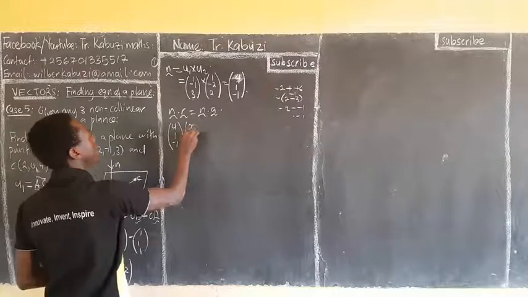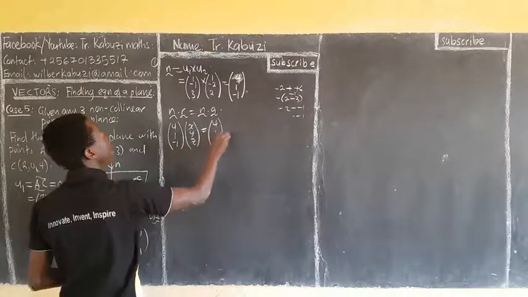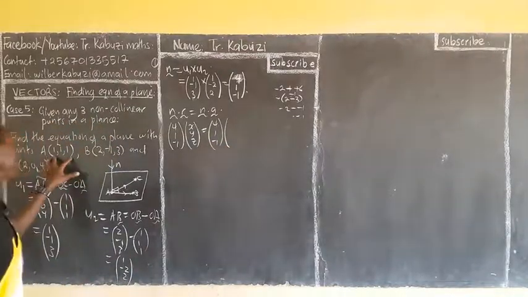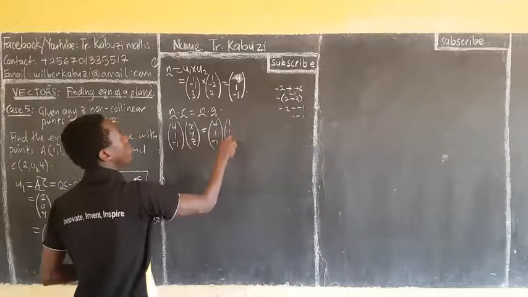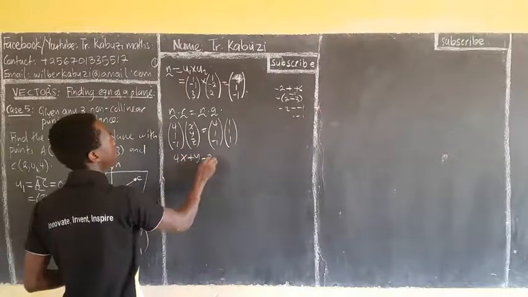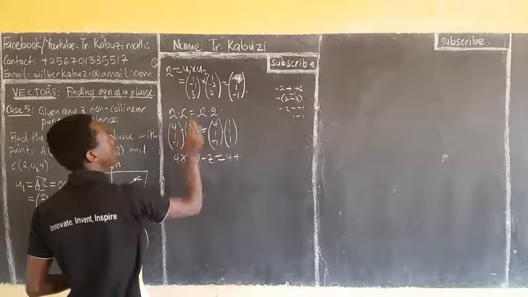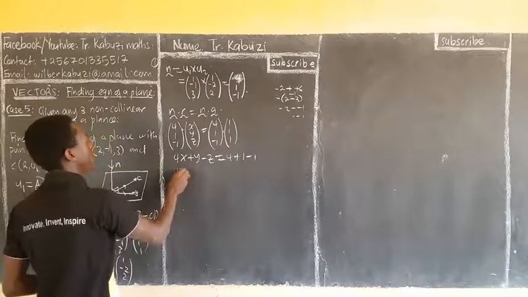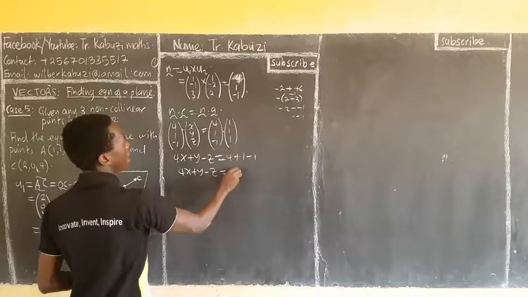Say this one is x, y, z equaling 4. Then we need any point on the plane; we can take this one, the easiest to take: 1, 1, 1. So we have now 4x plus y minus z equal to 4 plus, we have no d in these ones, 1 minus 1. So that we have 4x plus y minus z equal to 4.